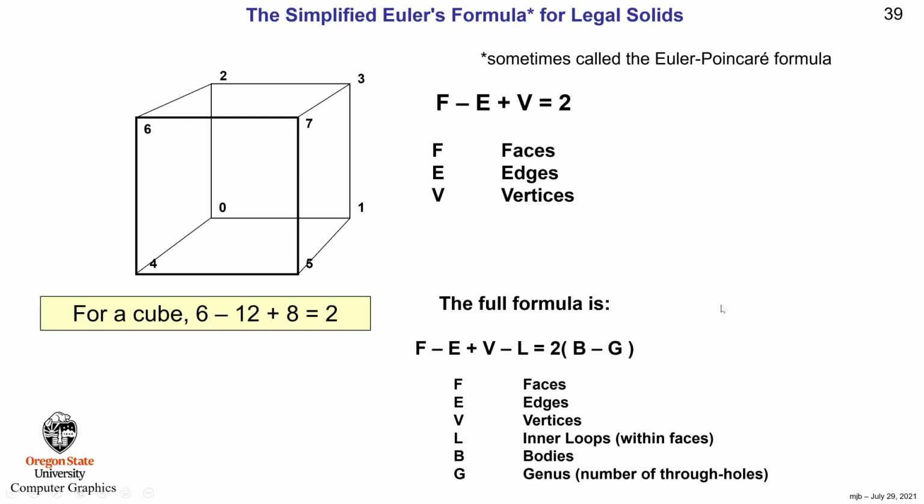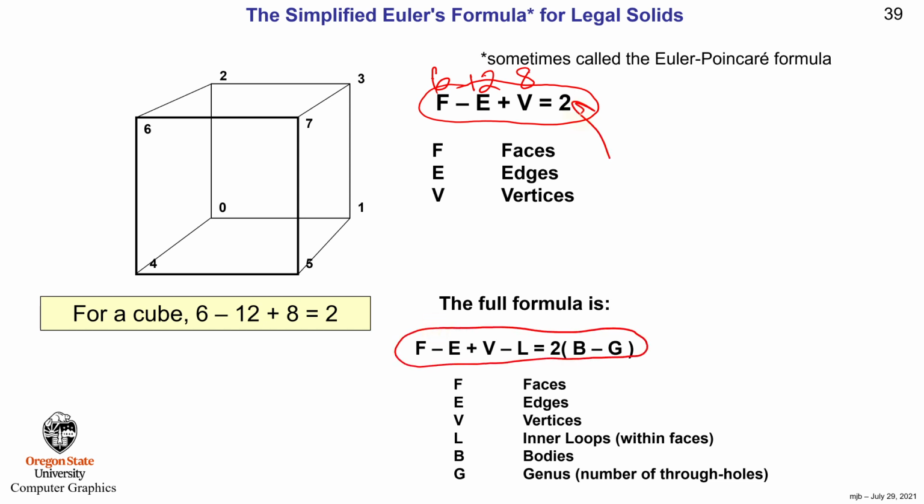And there's a nice equation. There's something called Euler's formula, and Euler's formula for a simple legal solid is faces minus edges plus vertices equals 2. Well, for a cube, faces minus edges plus vertices equals 2. That's the simplified version of the formula. This is the full version of the formula. This one's easier to just remember.